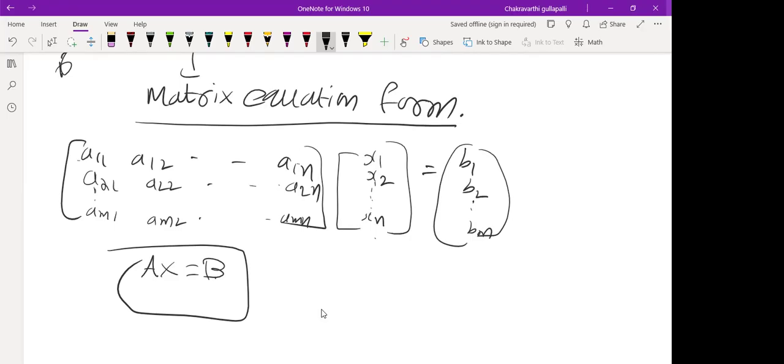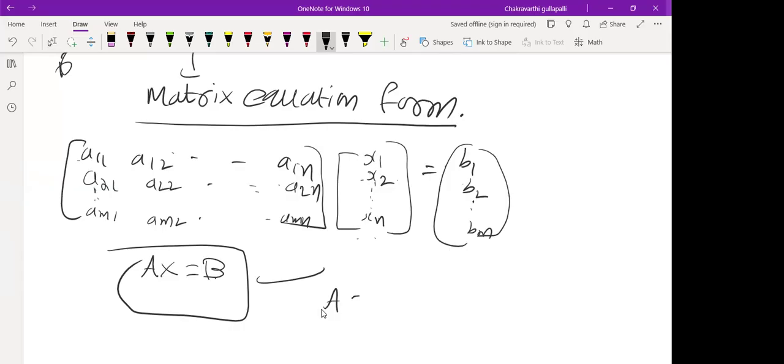Equate them. a11 x1 plus a12 x2 plus and so on, a1n xn is equal to b1. a21 x1 plus a22 x2 plus a2n xn is equal to b2. So if you multiply and simplify, you will get back the above form. The above form is called the linear system. This is called the matrix equation form.